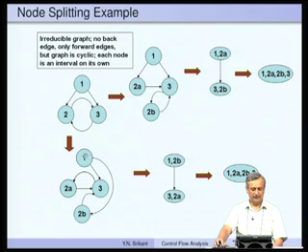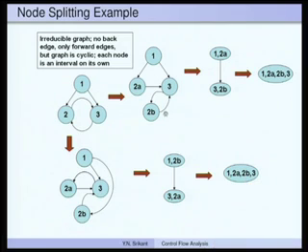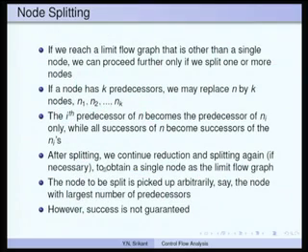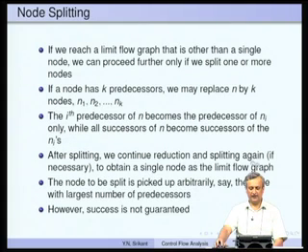Whereas, if we wanted the edge from 1 to 2 to go to 2b, the edge from 3 to 2 would have gone to 2a. So, it is just symmetrical. And then the successors of the node 2. There was an edge from 2 to 3, so there is an edge from 2a to 3 and also from 2b to 3. This is what I said here, and after splitting we continue the reduction and splitting again if necessary to obtain a single node as the limit flow graph.